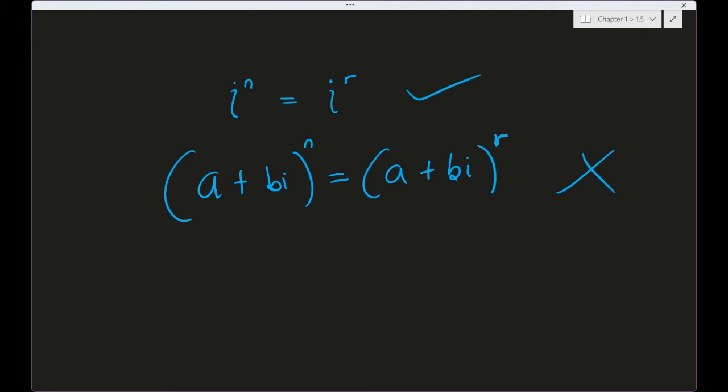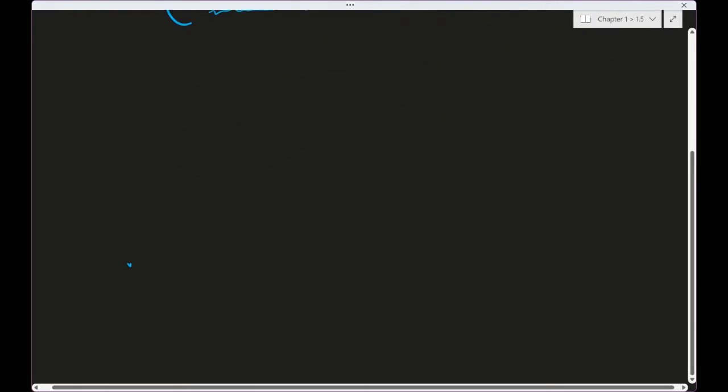Now, this is true for imaginary powers, but when we have a general complex number in the form of a plus bi, where a is the real part and b is the imaginary part, is this still true? Do we say the power of a complex number can also use this formula? Now, this is not true, and we'll be addressing that shortly.